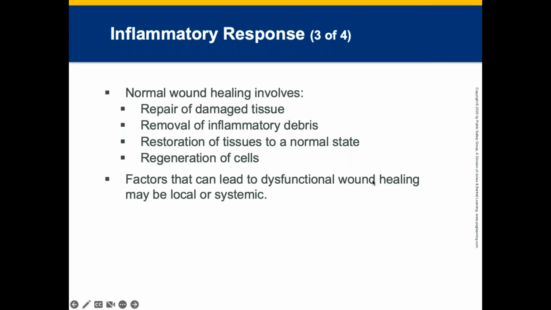Some factors that lead to dysfunctional wound healing may be local or systemic. Some of your local factors include infection, inadequate blood supply, or foreign bodies. Your systemic factors include inadequate nutritional intake leading to insufficient levels of collagen, anything that interferes with epithelialization or wound contraction, hematologic abnormalities, diabetes, AIDS, and the use of corticosteroids.